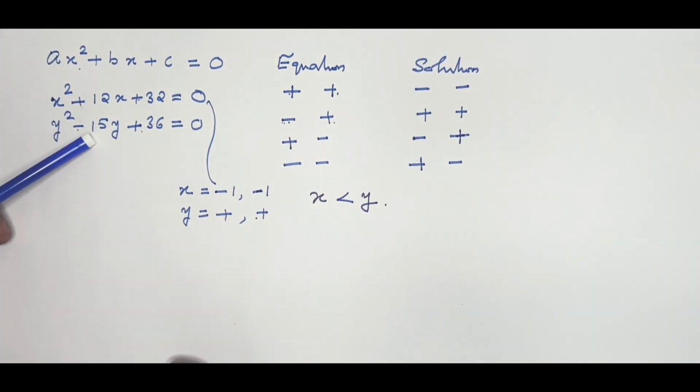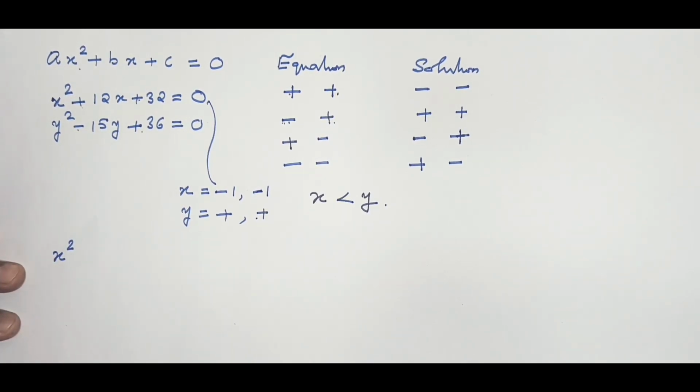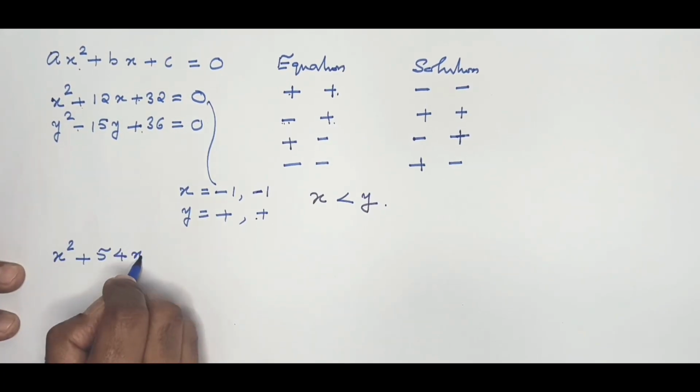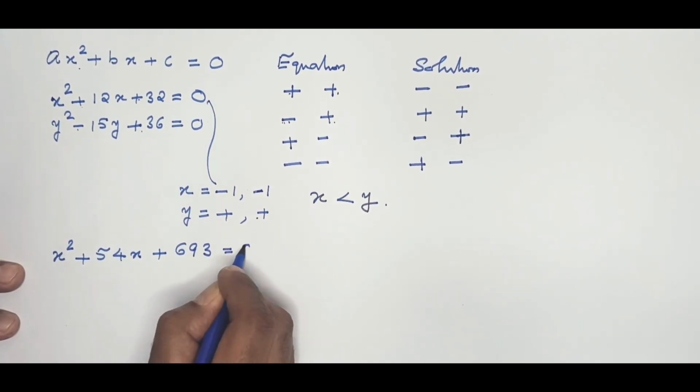This is a very particular case. Only in such cases does this sort of comparison work. Otherwise, it does not. To illustrate this point, let me show you one more example. Look at this pair of quadratic equations. x squared plus 54x plus 693 equals 0.